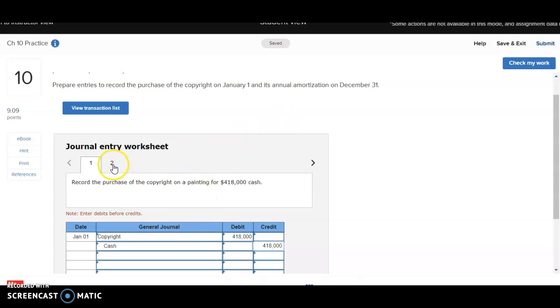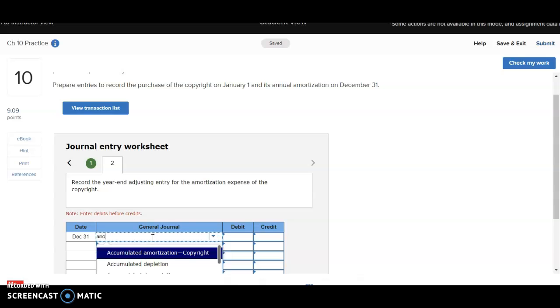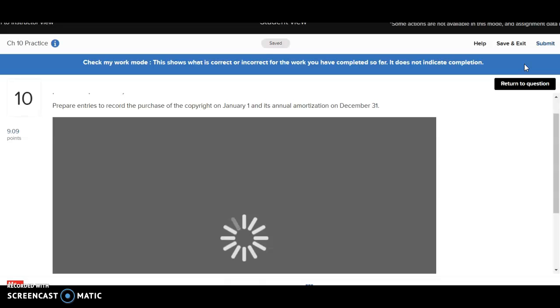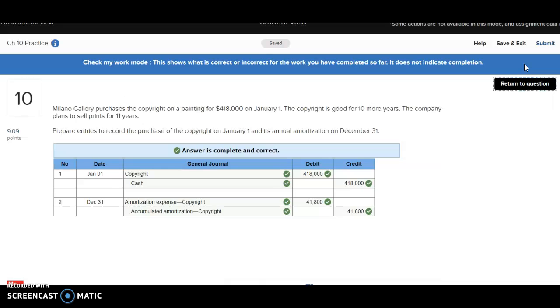The next one is where we're recording our amortization, and just like we saw for depreciation and depletion, it's the same wording. So we're going to use amortization expense, and it was that $41,800 that we calculated, and then accumulated amortization for $41,800. And then we can see the both entries for that one. So that's an example of amortization for when we have intangible assets.